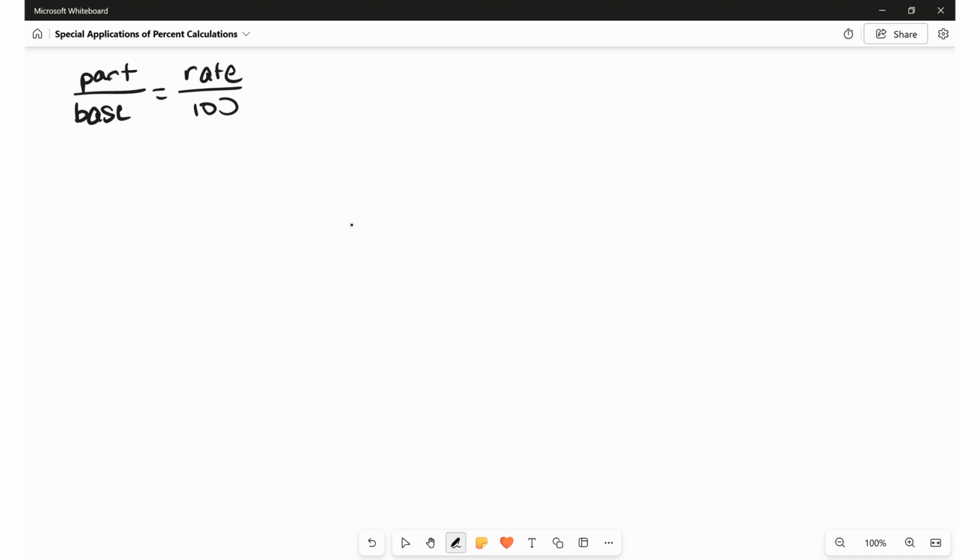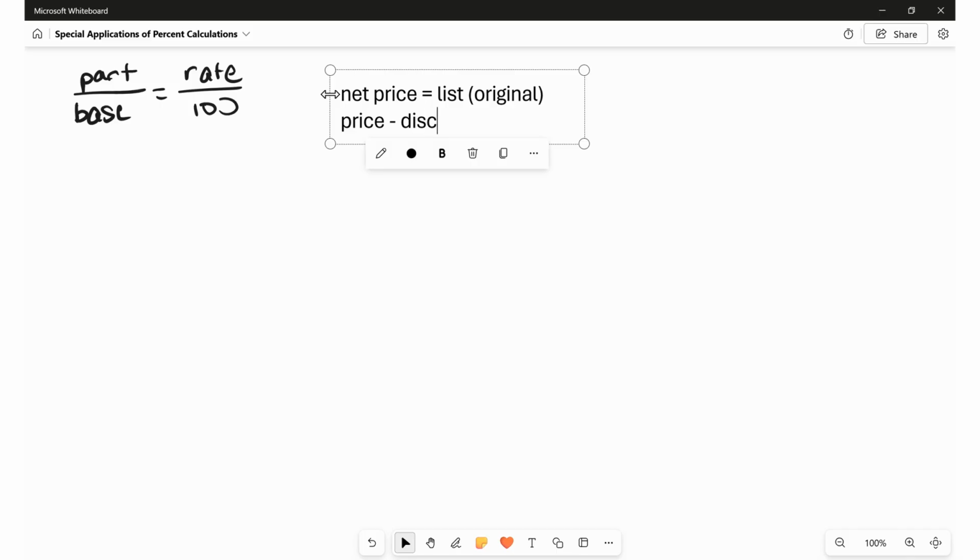A new concept that we need to consider here is the net price. The net price of any item is equal to the list or original price minus the discount amount. And this is very crucial, the discount amount.